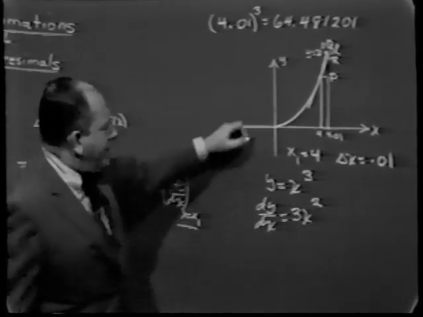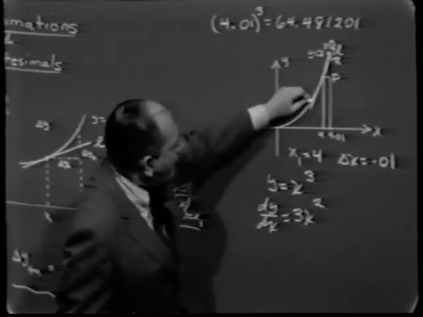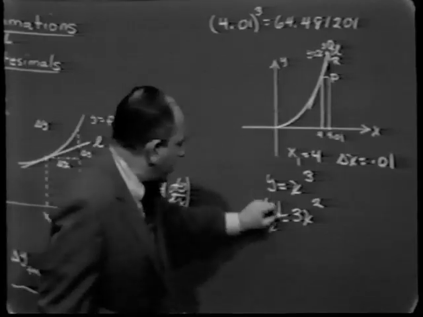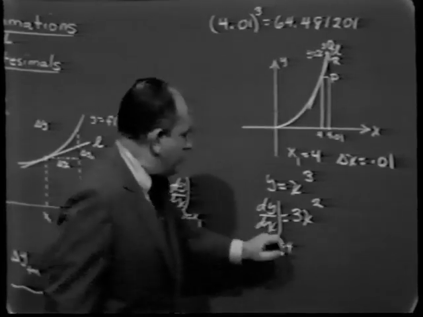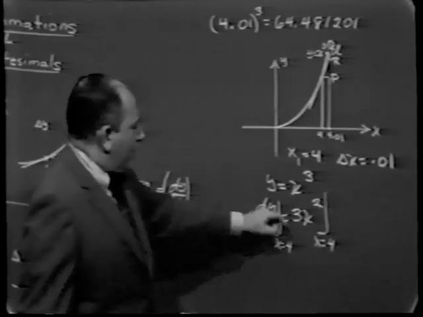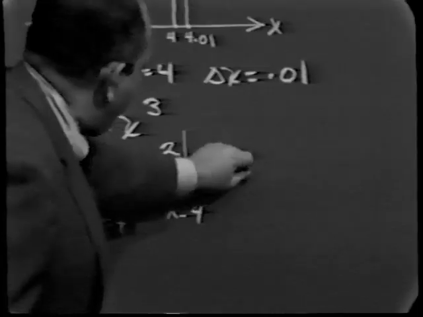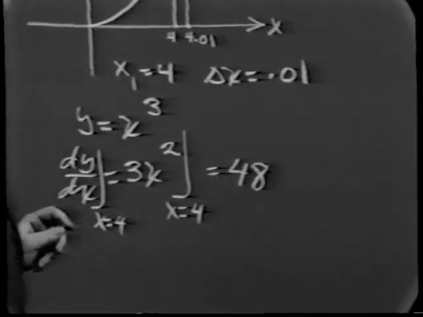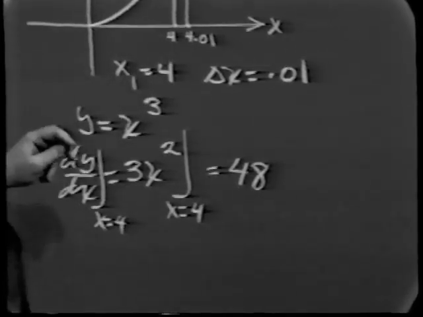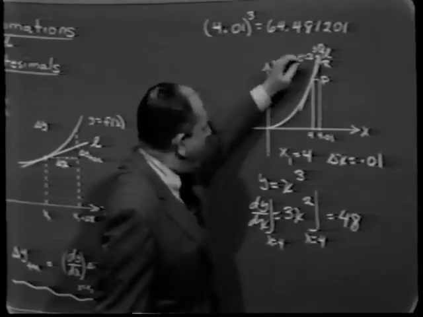Now, I don't want dy dx at any old point. I want to compute it when x is 4, so I can find the slope of the line L. And when x is 4, this, of course, simply is what? 4 squared is 16 times 3 is 48. So what do I have? I have that the slope is 48.